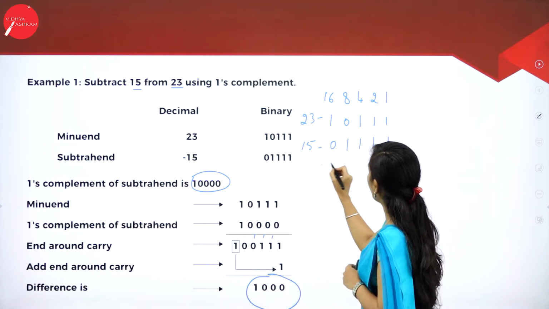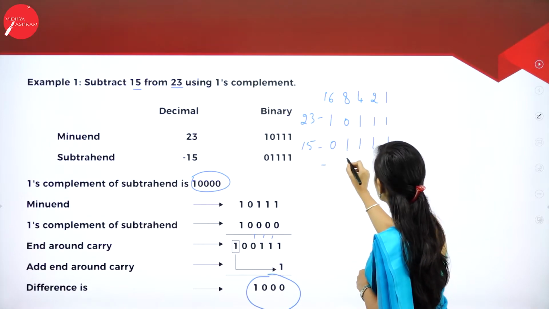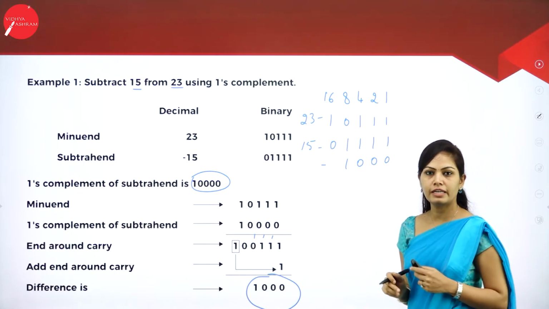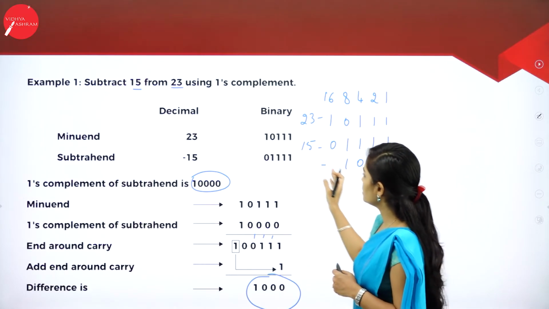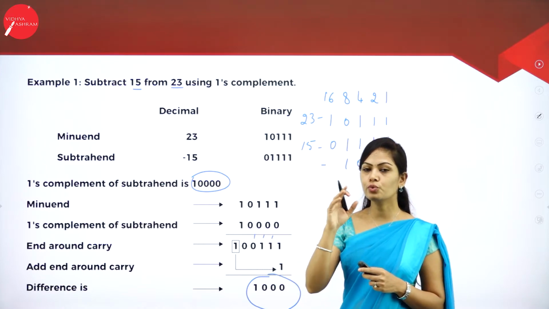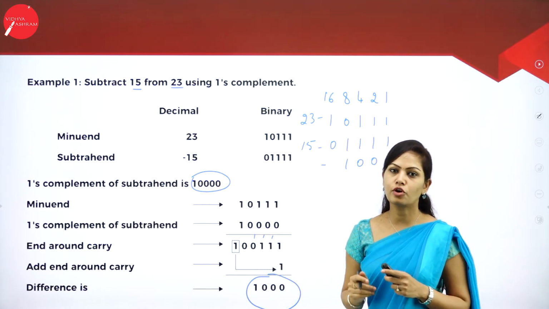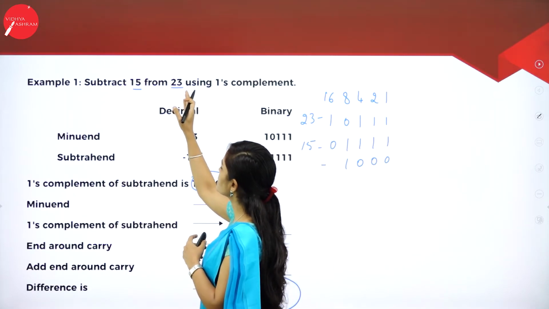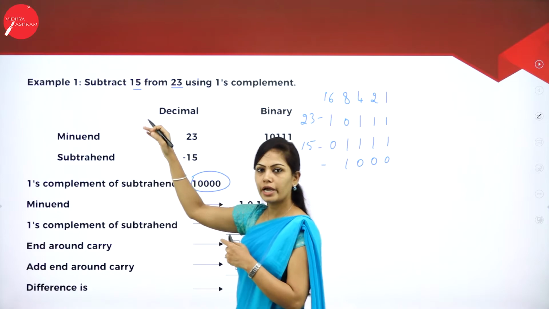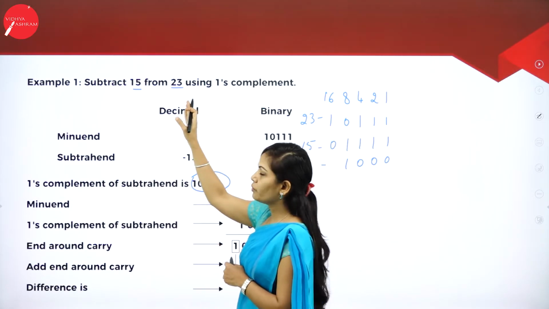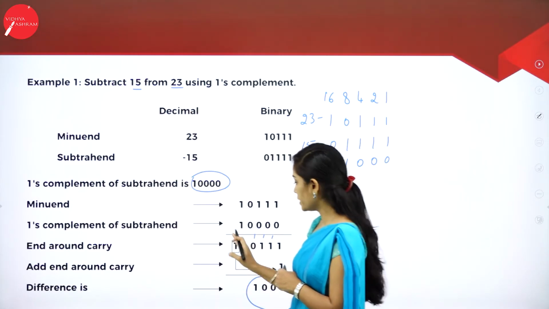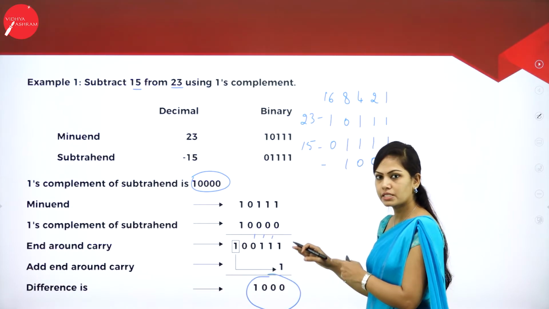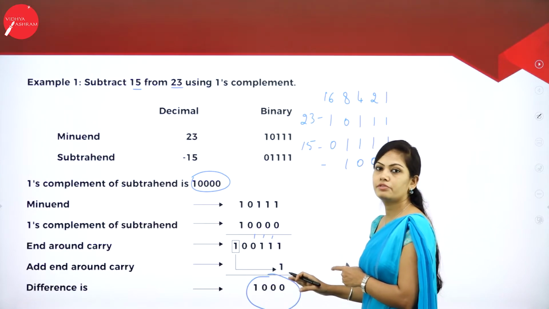So you can check the answer. 1000 means 8. This is your final answer. Very simple, right? Using this method we can subtract two binary values using the 1's complement method. This is case 1. If your minuend is larger than the subtrahend, you will get an end around carry. Add this end around carry to the least significant bit, and you will get the final difference.